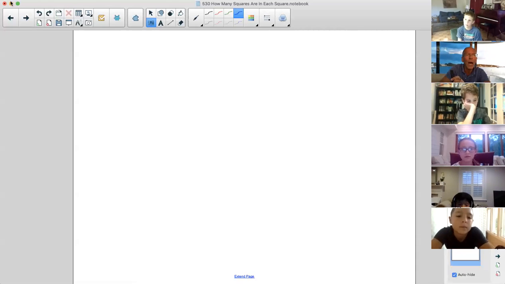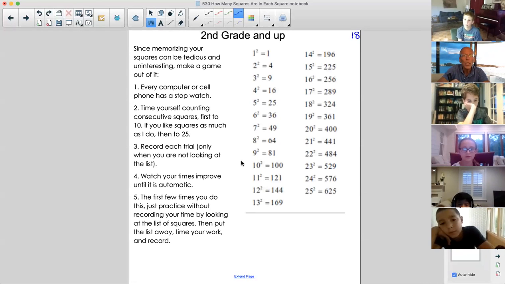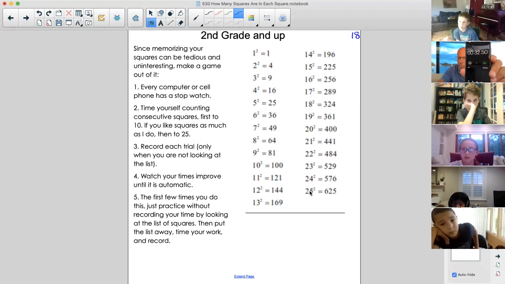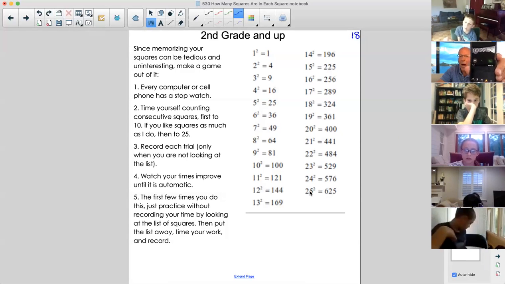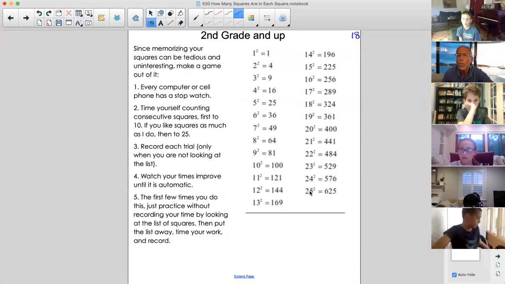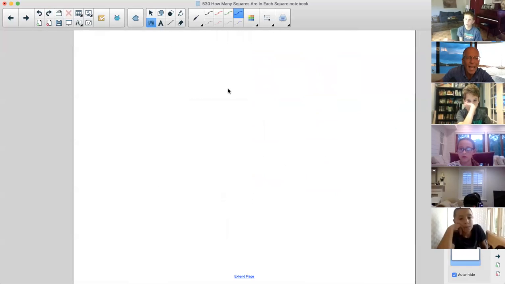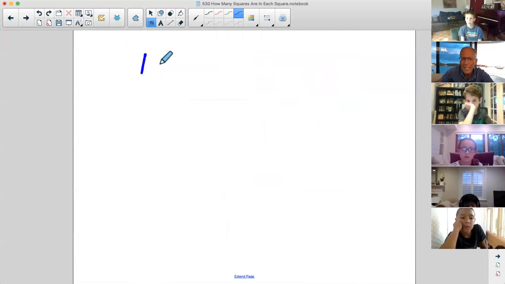So I want you guys to consider memorizing these, but using a stopwatch to create a time. So it goes really, really fast. Now, what happens if you hit a snag? So for instance, let's say I'm having trouble with 18 squared.